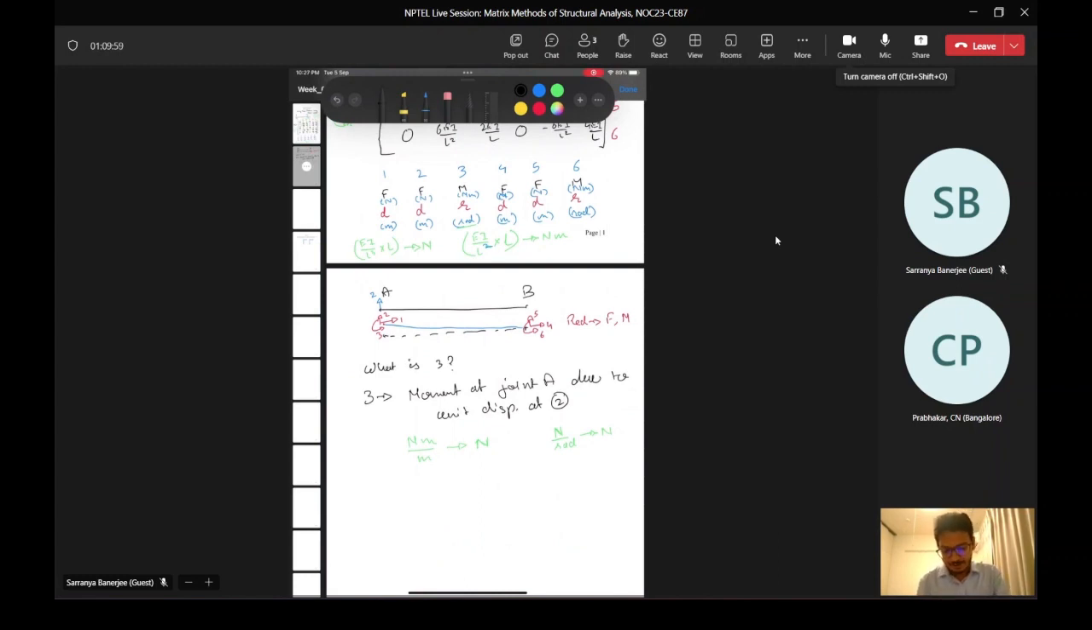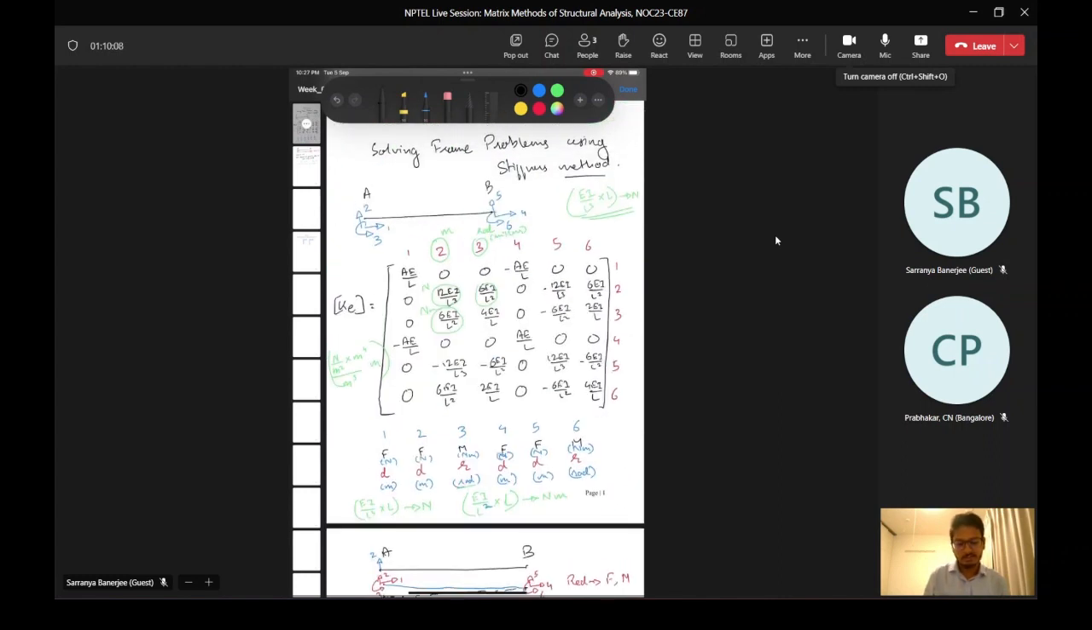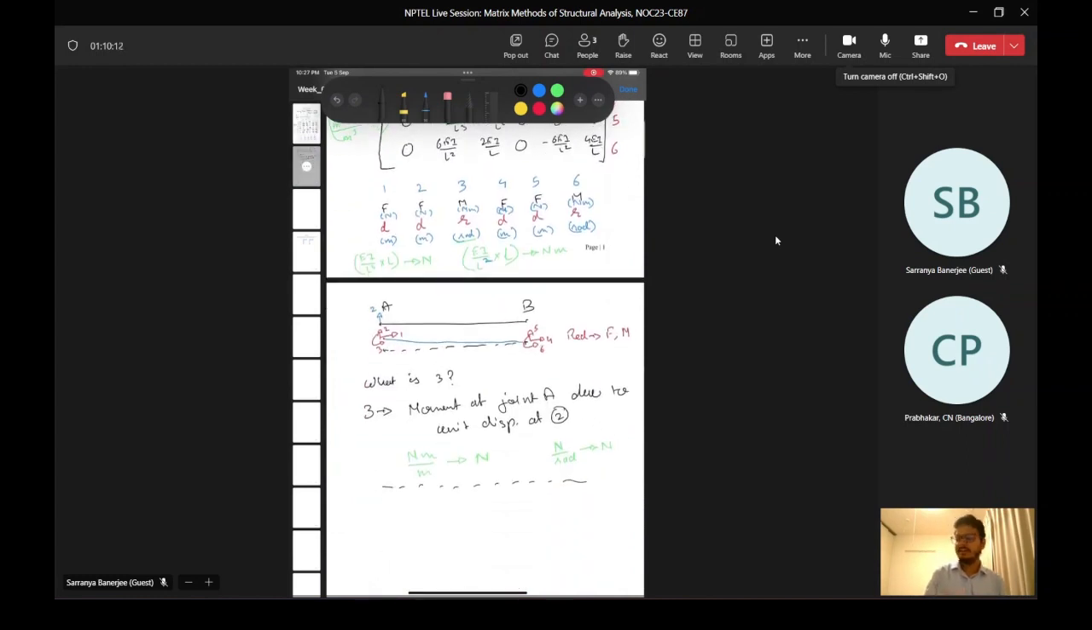Anyways, getting back to our discussion. This was the element stiffness matrix for the frame element, and we have already derived it in earlier classes, and it was also done quite extensively in this week's lecture videos.